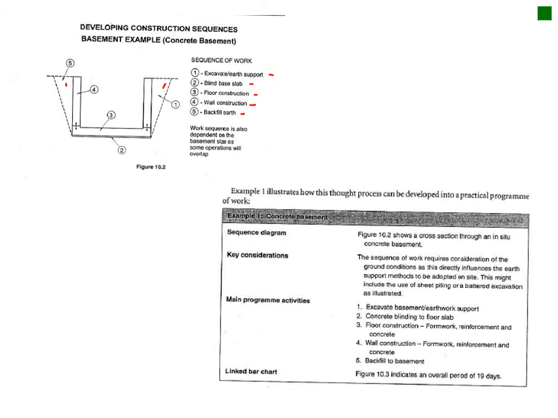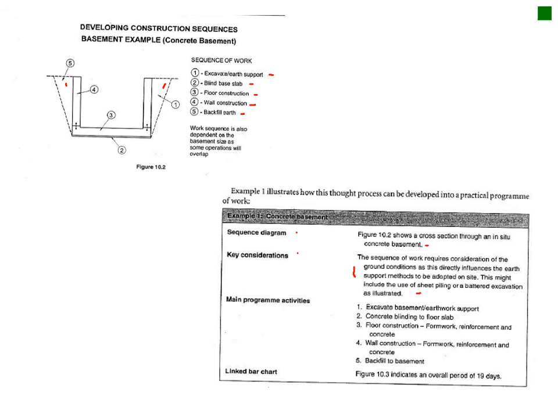Okay, so what they've done is they've gone and sequenced the items. So here is the items, just the process that they've used. So you've got your diagram, so they've drawn it out. Key considerations, then you consider certain key considerations. So the sequence of the work requires consideration of the ground conditions, as this directly influences the earth support methods to be adopted on site. This might include the use of sheet piling or the battered excavations as illustrated in the diagram.